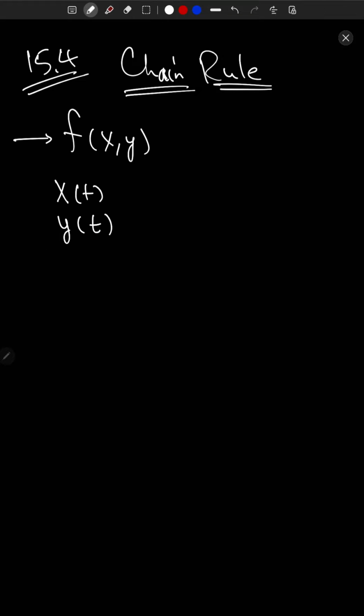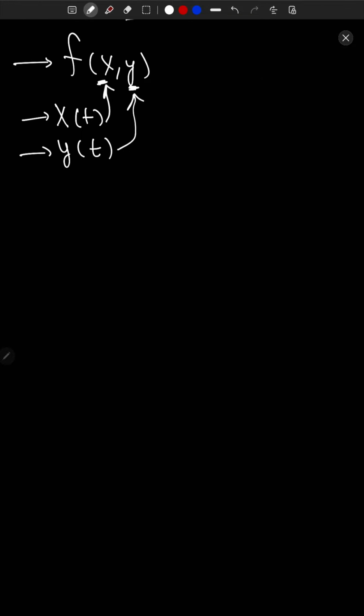We've got a two-variable or multivariable function, and the x and the y, the things that are going to go into the input slots of our multivariable function, are themselves going to depend on a variable. So what we're going to want to do is figure out d/dt of f is equal to what. That's going to be the chain rule.